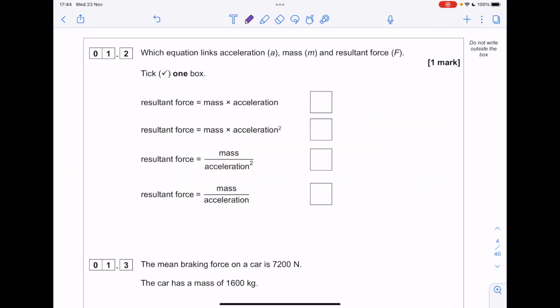Which equation links acceleration, mass, and resultant force? Let's use this formula triangle from my auntie. So if it's in terms of force, it's mass times acceleration, which is why it's this one.